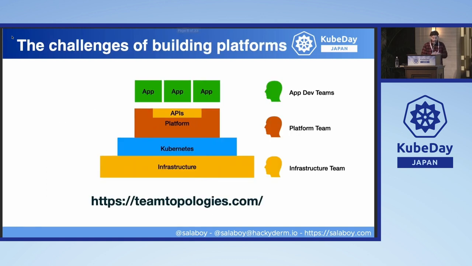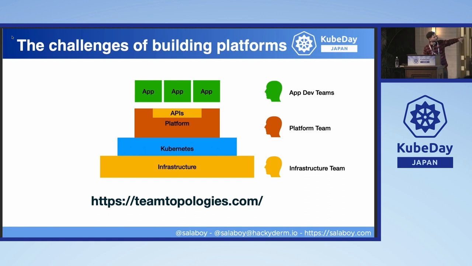So if you have been looking into the platform space in Kubernetes, and I've seen this a lot in the last KubeCon in Detroit and also in Valencia, there is a book that is being quoted quite regularly because it talks about the cultural change that you need to apply in your organization in order to start thinking about building platforms. This book is called Team Topologies. That's the website of the book. And it basically describes the interactions between different teams, right?